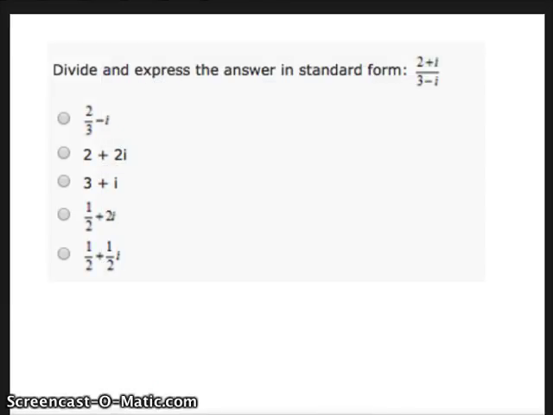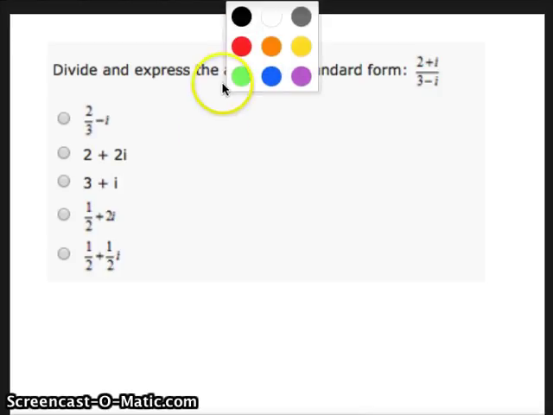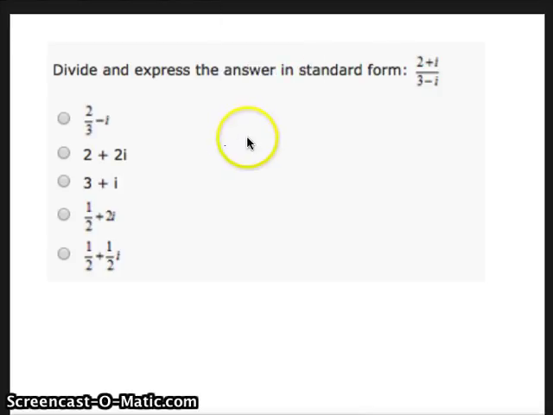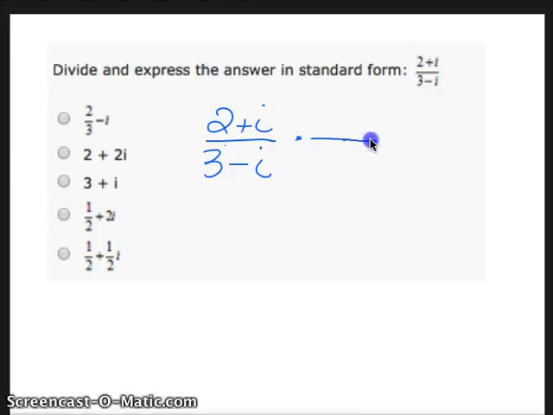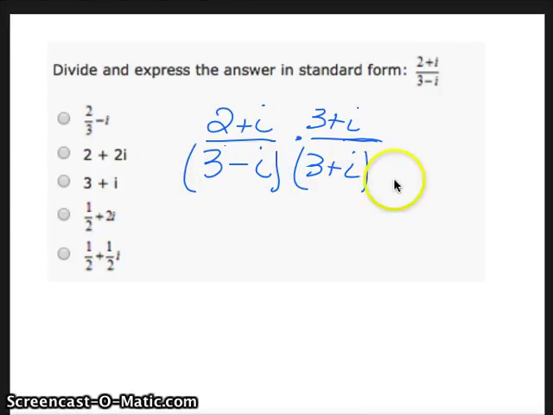I've got to get my little pen here. It says divide and write the answer in standard form: (2 plus i) over (3 minus i). You will have to multiply by the conjugate, 3 plus i, top and bottom. This is really a FOIL problem. Actually, it's FOIL on the top and the bottom.